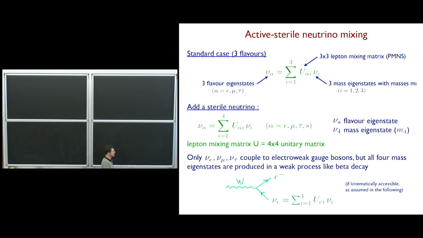Now we know that nu_s does not couple to the electroweak gauge bosons, but it can be produced in weak processes because the nu_alpha is going to be a coherent superposition of all four mass eigenstates. It can be produced provided, of course, that this is kinematically allowed, that the nu_4 mass is smaller than the energy available in the decay.